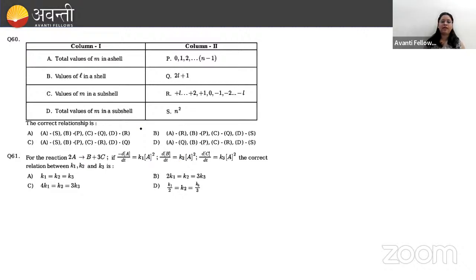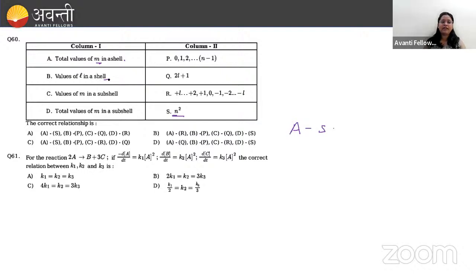Now tell me here what will be the answer. Total values of M in a shell, values of L in a shell, values of M in a subshell, and total values of M in a subshell. So here, total values of M in a shell, that is n square. So for A, it is S. Then B, values of L in a shell.